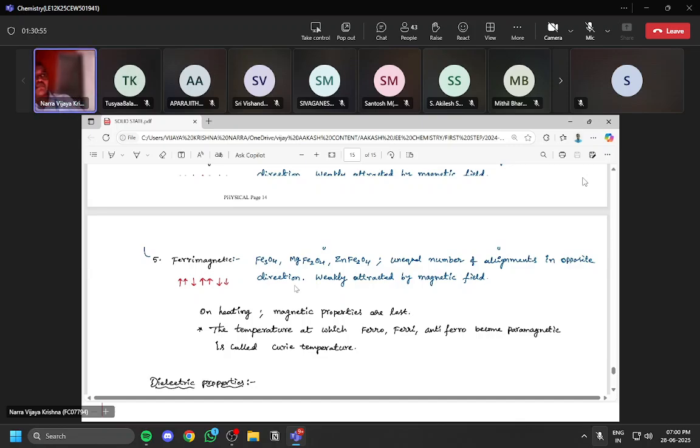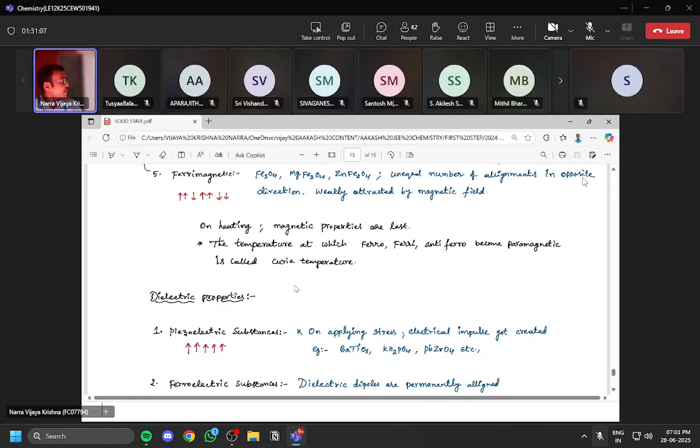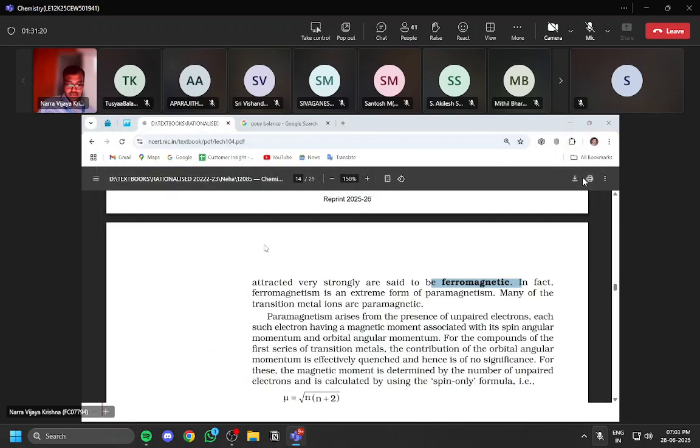On heating, all of them will convert into paramagnetic. The temperature at which they lose their magnetic properties is called the Curie temperature. Clear? Over. This is about magnetic properties. We studied that in solid state. So this part is over.